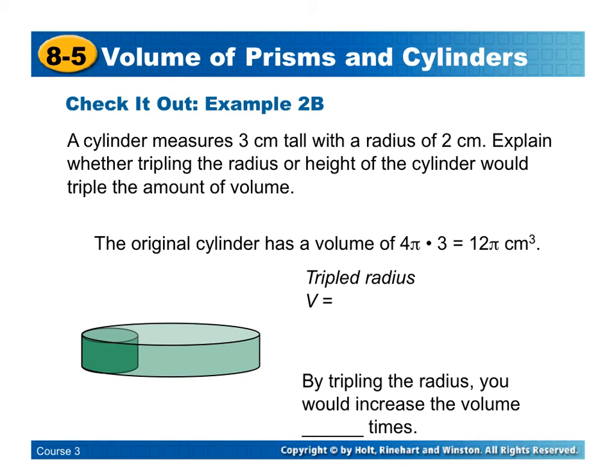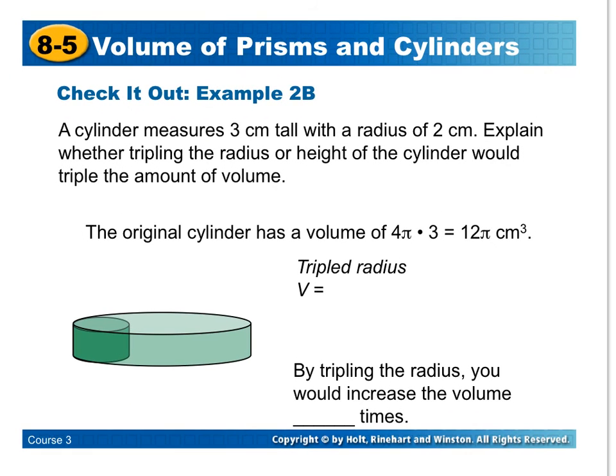So here, just another example of that. If we triple the radius, if it was originally 2, its new radius is 6, so we'd have 6 squared times pi times 3, so this would be 36 times 3 times pi, and 36 times 3 is 108 pi, and 12 times 9 is equal to 108, so it increases the volume 9 times.